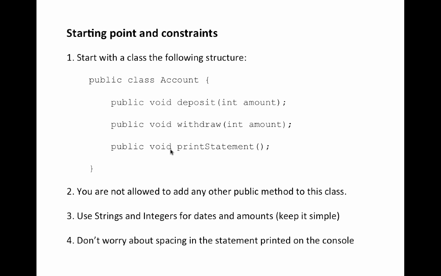So when I'm testing this class, I need to call the command methods, but I need to test behavior. I cannot query the state of the account and test for it. Also, in order to keep this exercise simple and short, I'll be using strings as dates and integers as amounts. So I don't need to deal with date formatting and big decimal and anything like that. And I don't need to worry too much about the formatting of the thing that is being printed to the console.